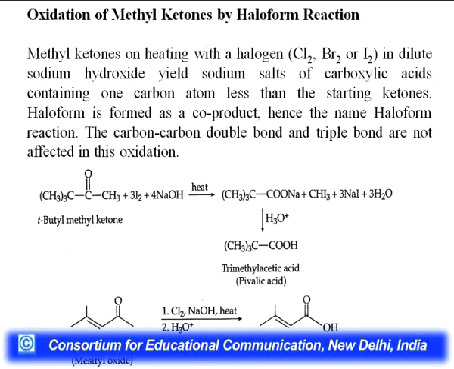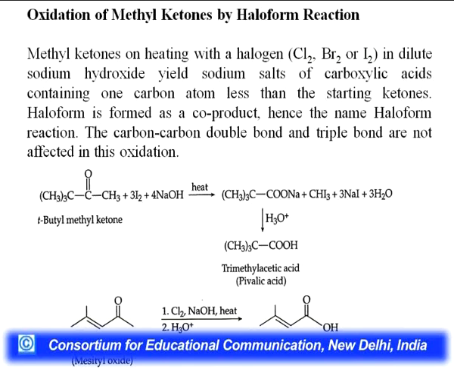Next reaction is haloform reaction, or we can say oxidation of methyl ketones. Methyl ketones on heating with halogen, for example chlorine, bromine or iodine, in dilute sodium hydroxide yield sodium salt of carboxylic acids containing one carbon less than the starting ketones. Haloform is formed as a co-product, hence the name haloform reaction. The carbon-carbon double bond and triple bond are not affected in this oxidation. So, you can see the example of oxidation of methyl ketones. Methyl ketones means when a methyl group is attached to the ketone.